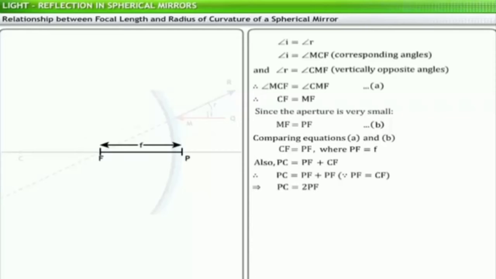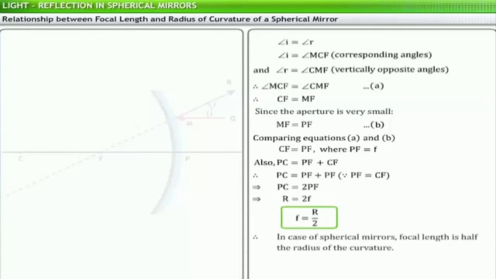But PF is nothing but the focal length of the mirror. Therefore, R is equal to 2F, or F is equal to R divided by 2. Hence, in case of spherical mirrors, the focal length is half the radius of the curvature.